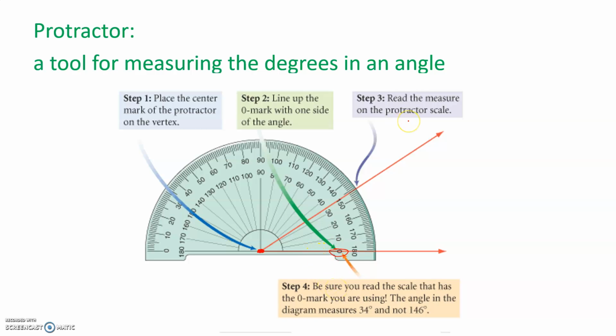And then step 3, read the measure. So if I'm measuring this red angle, see how I put this center at the vertex? See how I lined up this ray with the 0 mark? And then I read on the other ray as to what the angle is. It says be sure that the scale that has the 0 mark is the one that you're using. So here's 0, so I go along here, and I read it's at 34 degrees. It's not reading on the 180 because that would be going backwards. So you always read from 0 to the ray.